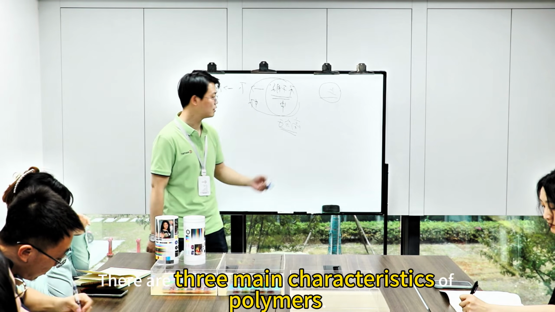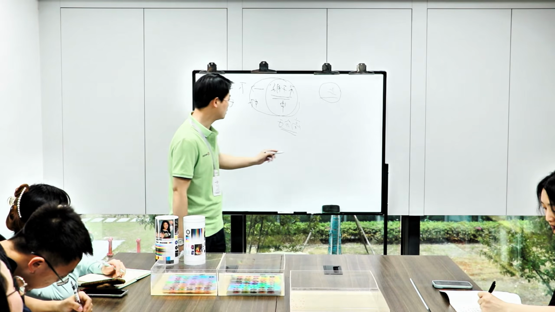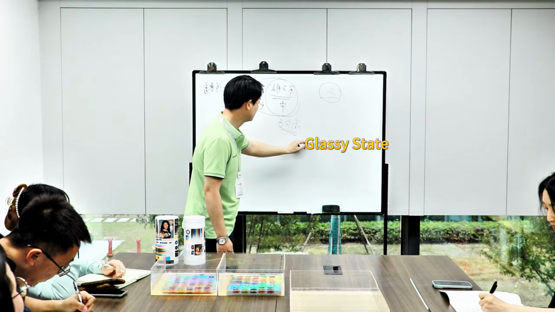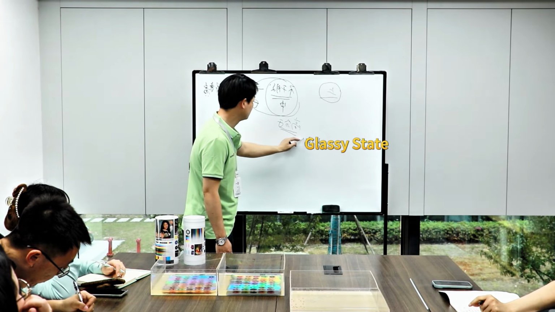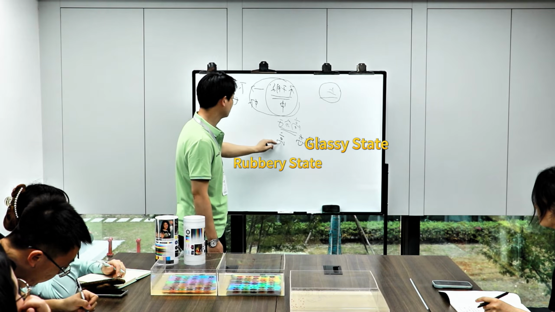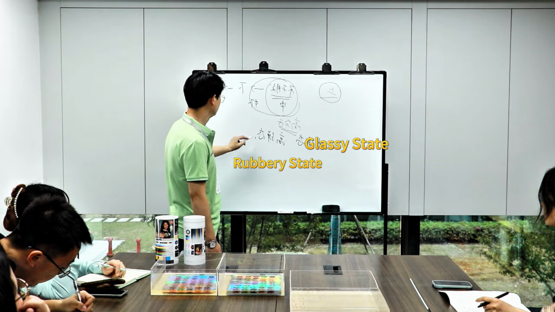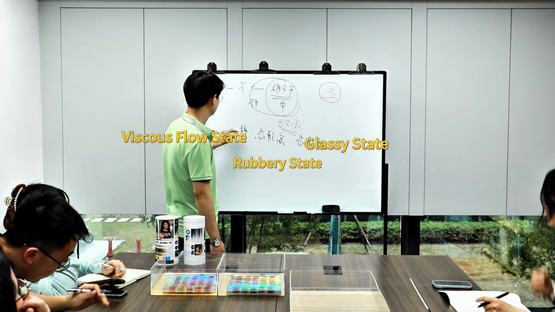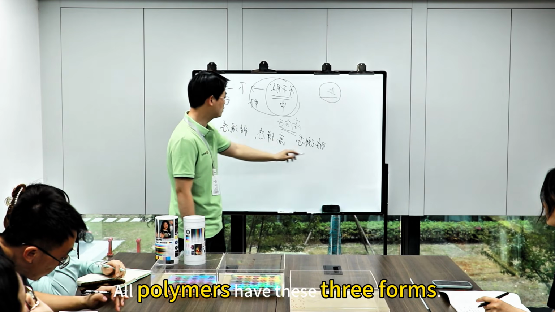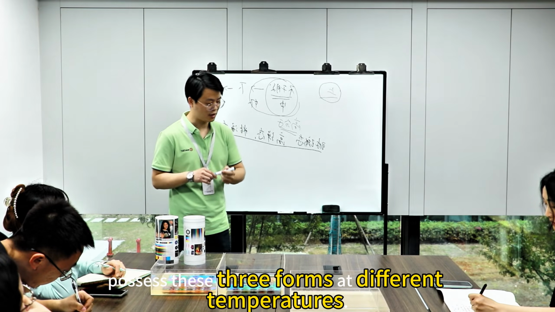There are three main characteristics of polymers. Three forms. One is the glassy state. One is the rubbery state. One is the viscous flow state. All polymers possess these three forms at different temperatures.